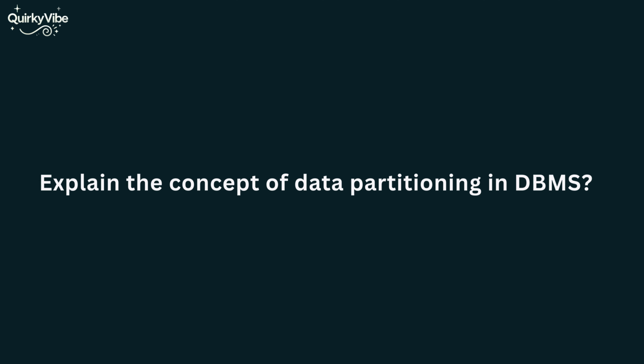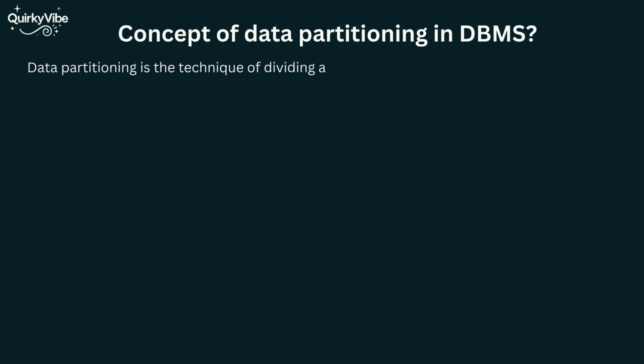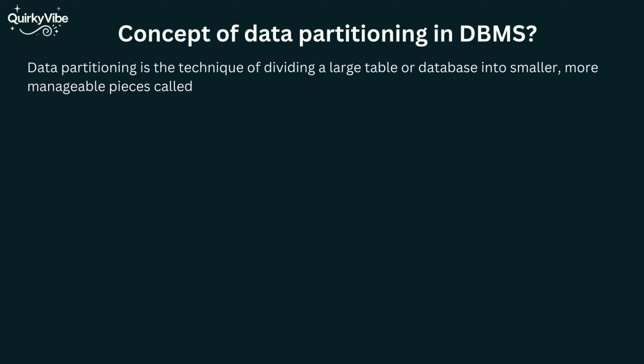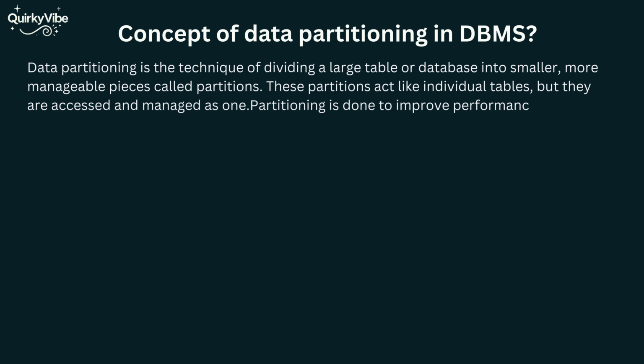Explain the concept of data partitioning in DBMS. Data partitioning is the technique of dividing a large table or database into smaller, more manageable pieces called partitions. These partitions act like individual tables, but they are accessed and managed as one. Partitioning is done to improve performance, scalability, and manageability of large datasets.